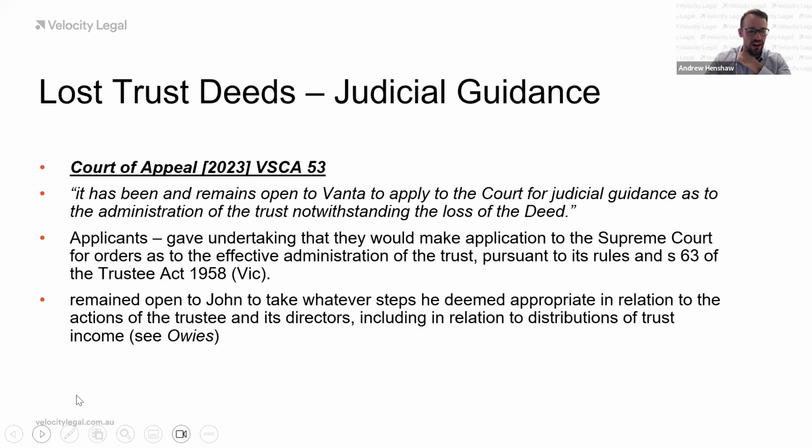And Joyce, you said earlier, Owies: the court notes that it does remain open to the aggrieved beneficiaries to take whatever steps, says John here, Giovanni, they're the same person, for John to take whatever steps that he deems appropriate in relation to the actions of the trustee and directors, including in relation to distributions of trust income. So that's a topic for another session about the Owies decisions about attacking trust distributions and things like that.